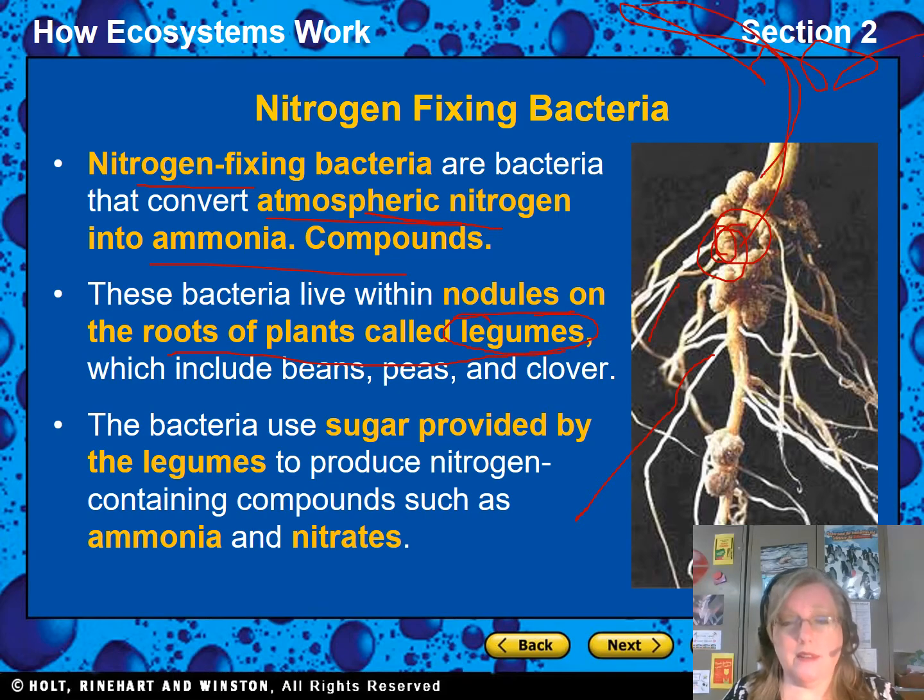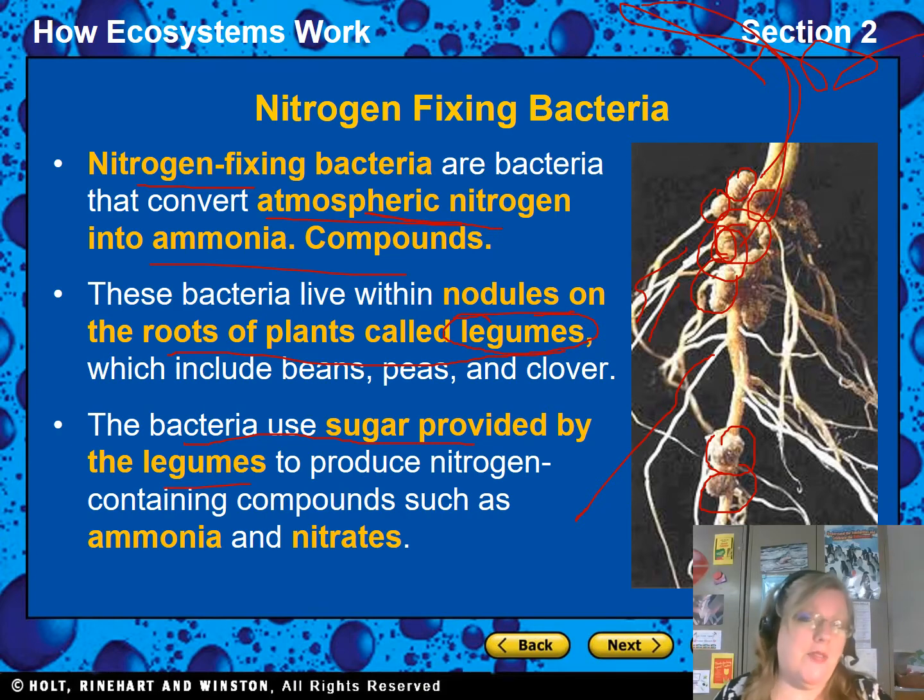And do you see these nodules? They're like the little houses or apartment buildings. These bumps are the little apartment buildings for those bacteria. So they live in these nodules on the roots of legumes. And then the bacteria are going to use the sugar that's provided by the legumes. Remember the glucose when they do photosynthesis?